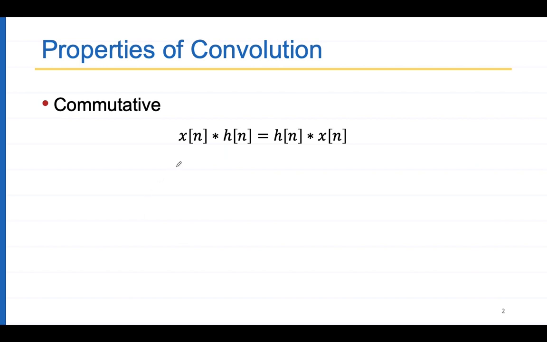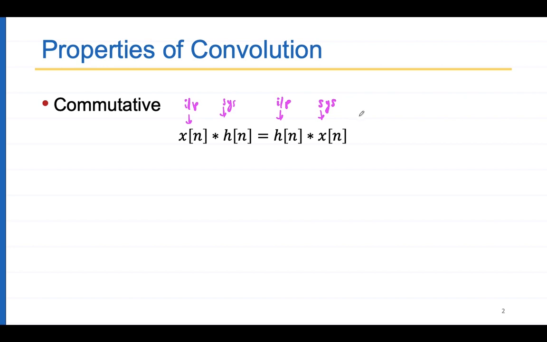Okay, let's look at the properties of convolution, or properties of LTI systems. The first property is commutation, which means the convolution operation is commutative. What does that mean? It means if this is my input and this is my system, this is equivalent to saying this is my input and this is my system, right?